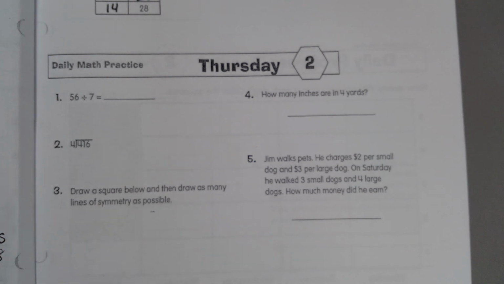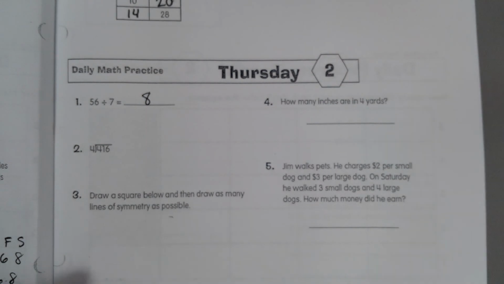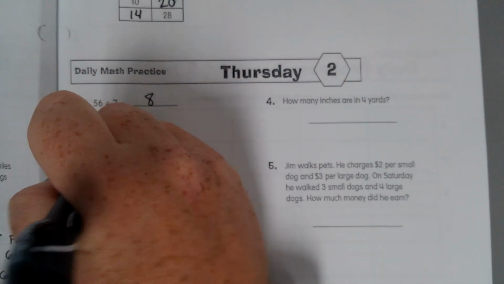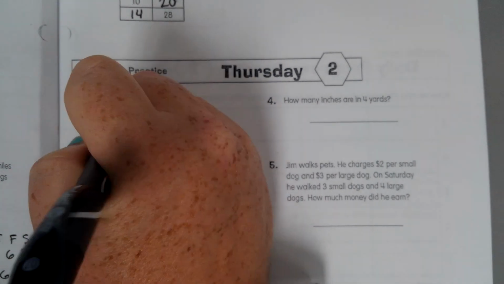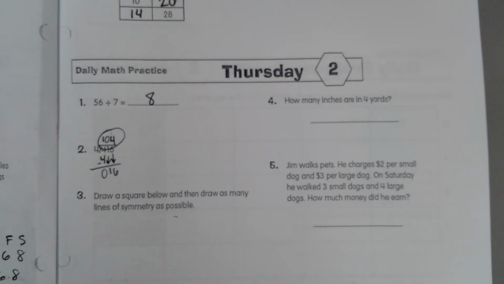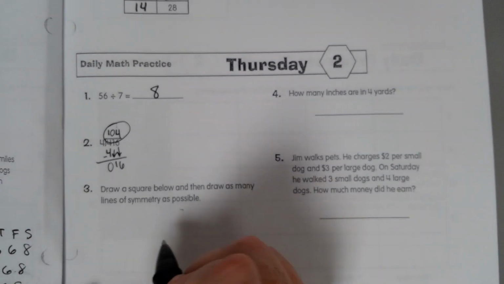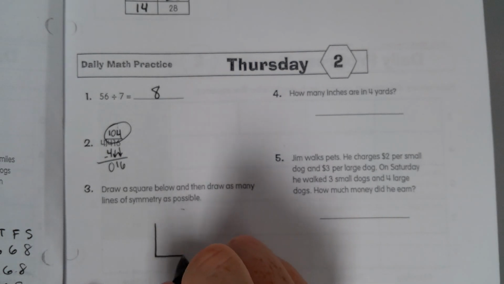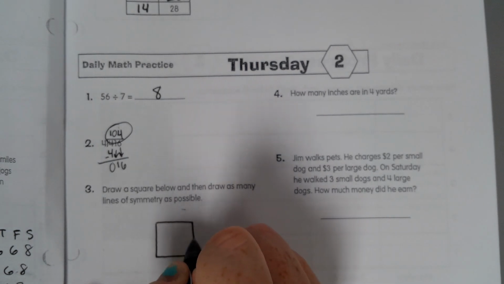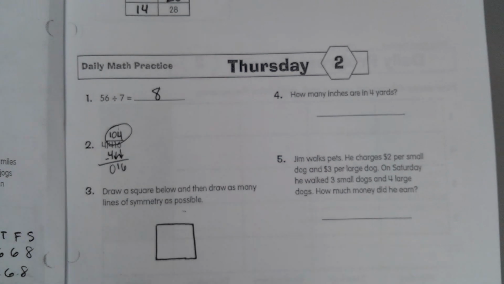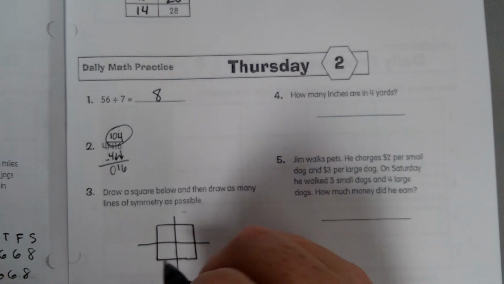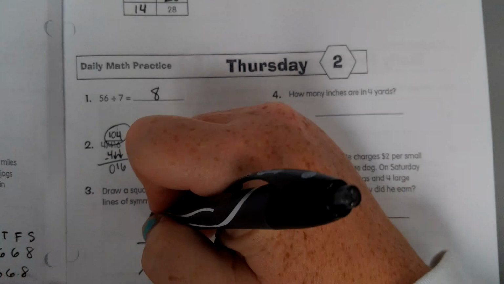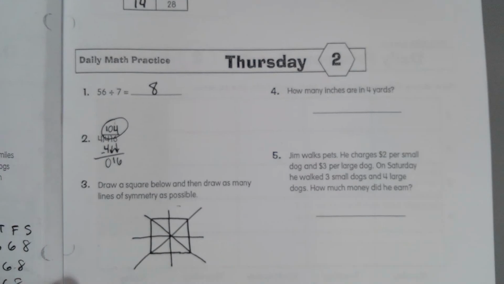So first, 56 divided by 7 is 8. 416 divided by 4. Well, if we do our drop downs, we get 104. Draw a square below, then draw as many lines of symmetry as possible. Remember, symmetry means they are cut evenly in every side. Square is not perfect, but you should have one going down the center, one going across the middle, and then diagonally corner to corner. So we have 4.